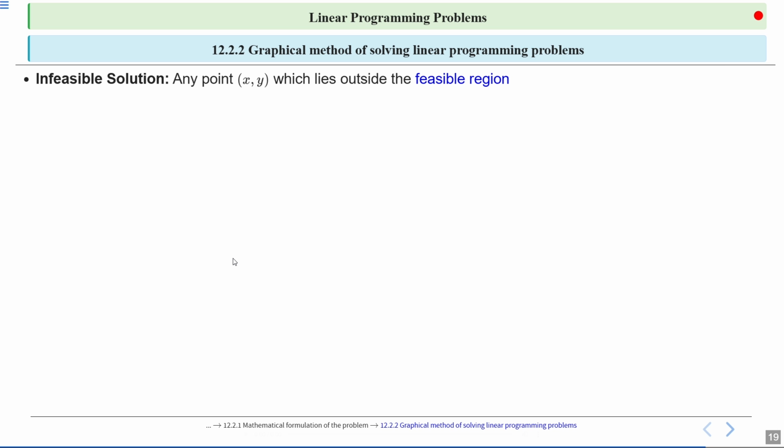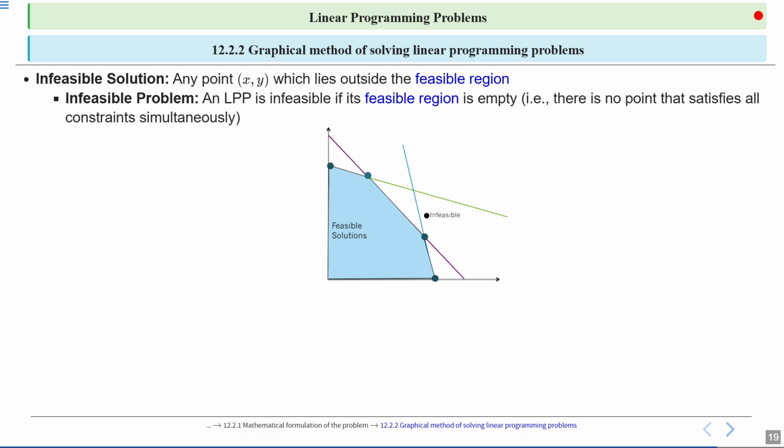Now we will discuss infeasible solution. So what is an infeasible solution? An infeasible solution is any point x comma y that lies outside the feasible region. Okay, this means the solution does not satisfy all the constraints of the problem. So an infeasible problem in linear programming means there is no solution that meets all the given constraints at the same time. So the feasible region has no points. Okay, so an LPP is infeasible if its feasible region is empty. That means there is no point that satisfies all constraints simultaneously.